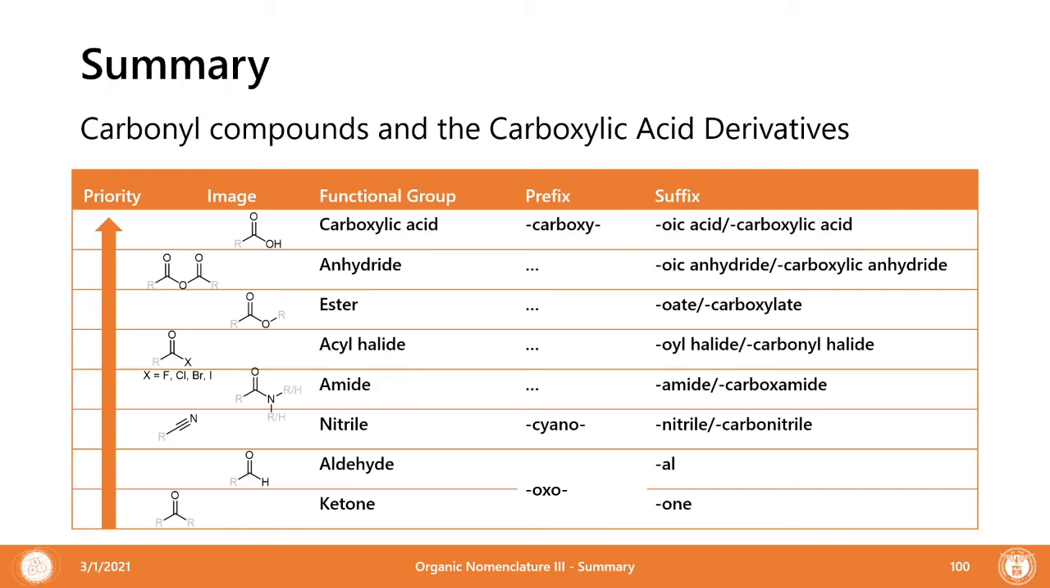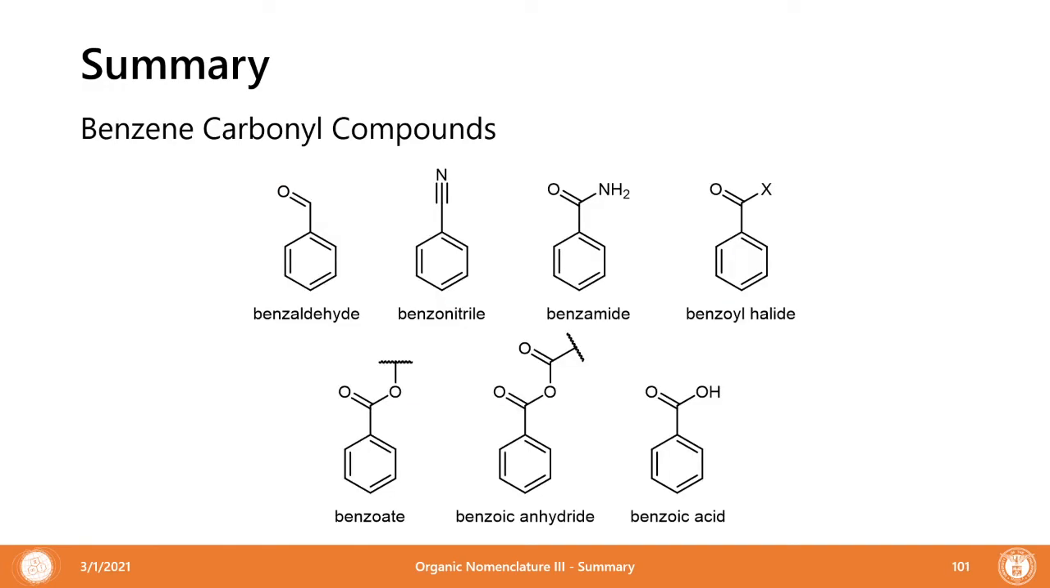So now we've completed learning the basic steps to naming the carbonyl compounds. We've learned about carboxylic acids, anhydrides, esters, acyl halides, amides, nitriles, aldehydes, and ketones. We've also expanded our special names for benzene derivatives. So we have benzaldehyde, benzonitrile, benzamide, benzoyl halide, benzoate, benzoic anhydride, and benzoic acid.